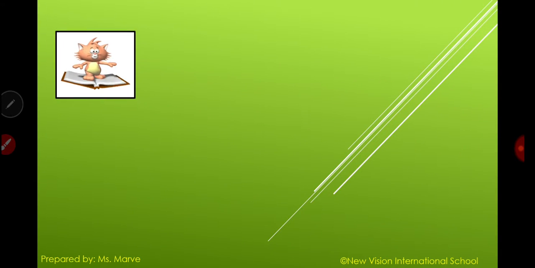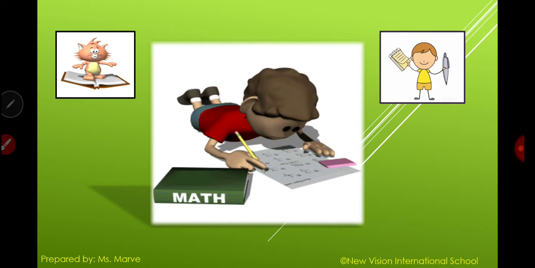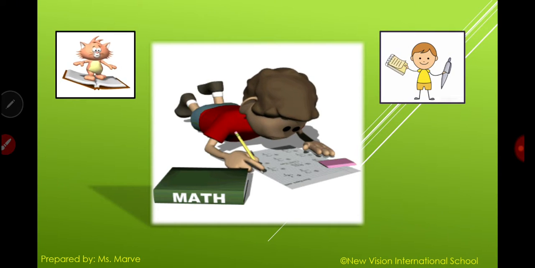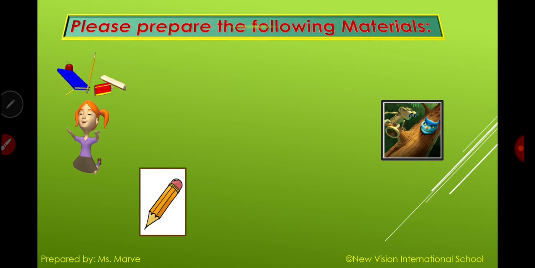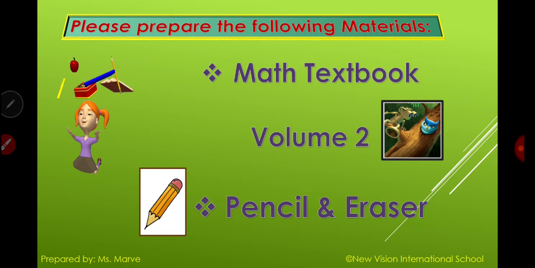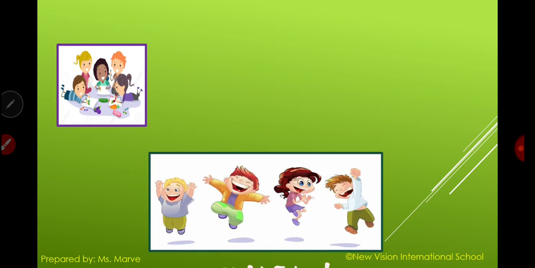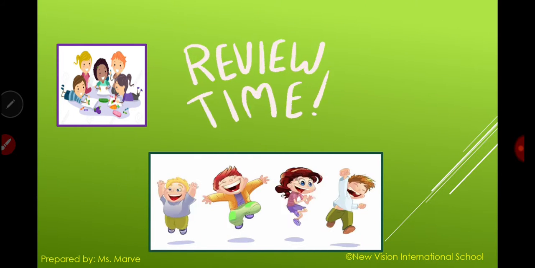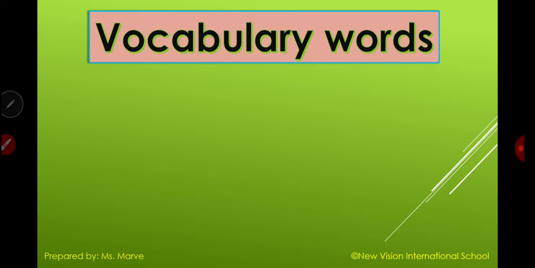Okay, so what are the things that you should always have with you? Here, I want you to think like this. Okay, please bring out your math textbook volume 2 and your pencil and eraser. Okay, so let's have our review. Are you ready? All right, so let's start with our vocabulary words.